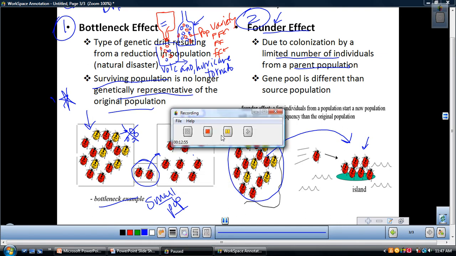Am I on pause still? Oh, no. Okay, sorry about that. I thought I was on pause. I saw it said pause at the bottom, and I was kind of freaking out about that.